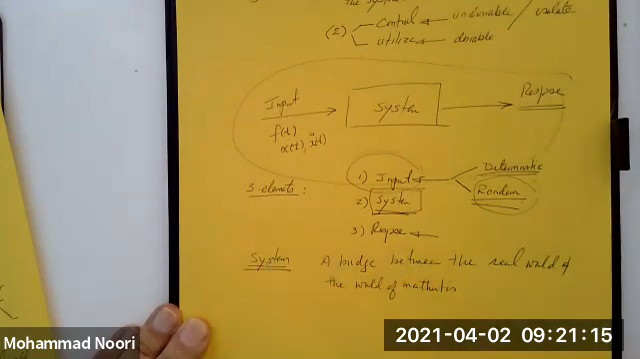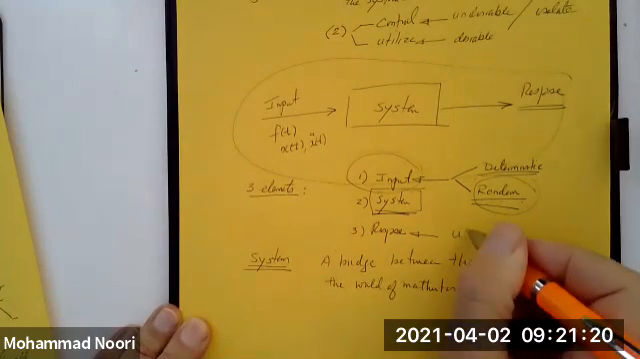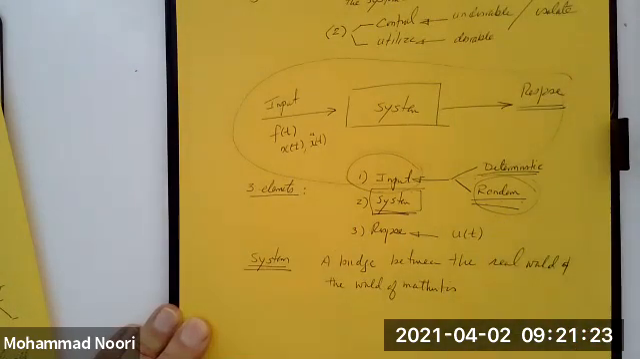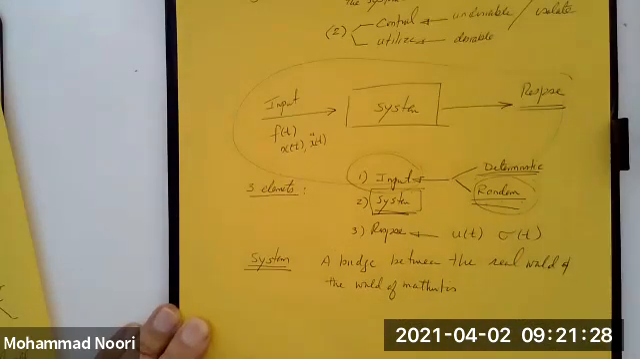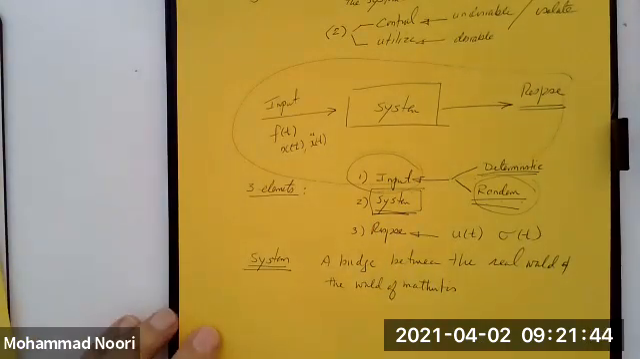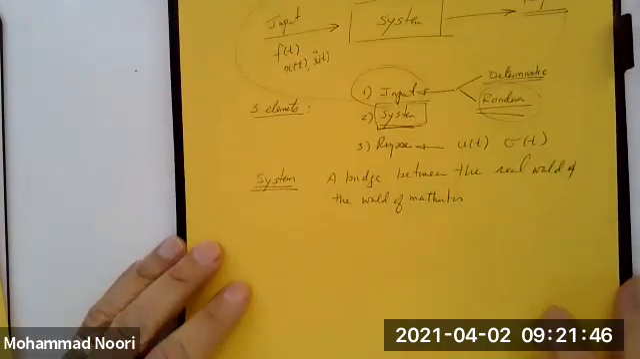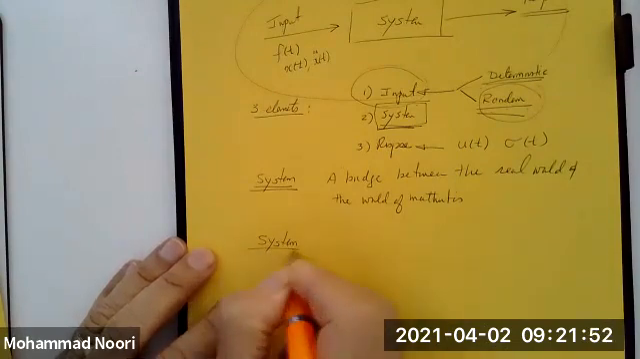Response means the structure has been subjected to a vibratory motion. We want to know how it is displaced, or in different components of the structure, what kind of dynamic stresses may develop. So these are the three essential components that fully describe what we're going to discuss in this course. Okay? I emphasize that the system is the first component that we want to study.